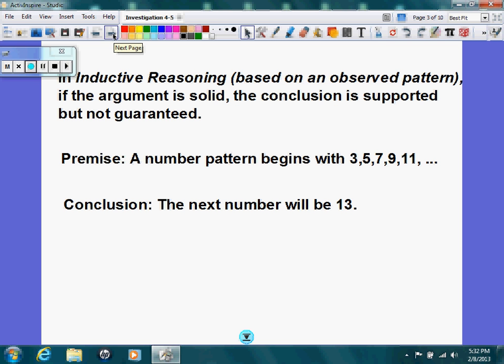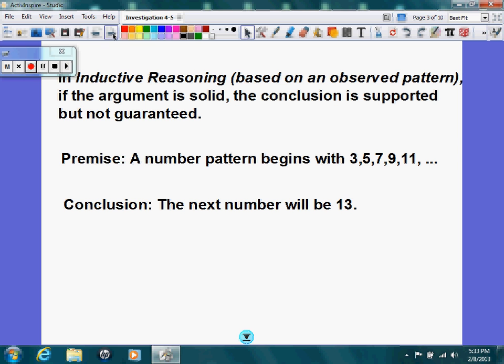In inductive reasoning, which is based on an observed pattern, if the argument is solid, the conclusion is supported but not guaranteed. Here would be a premise. A number pattern begins with 3, 4, 7, 9, 11. Conclusion: the next number will be 13. Well, that next number might be 13, but it might not be 13. It might be some other number.